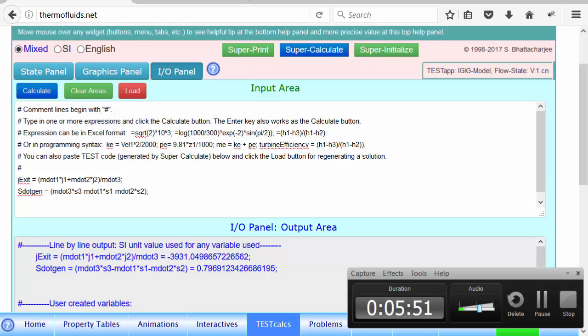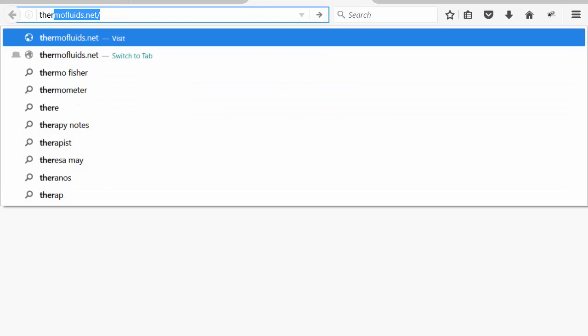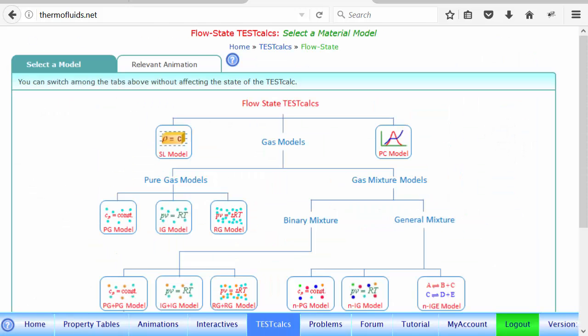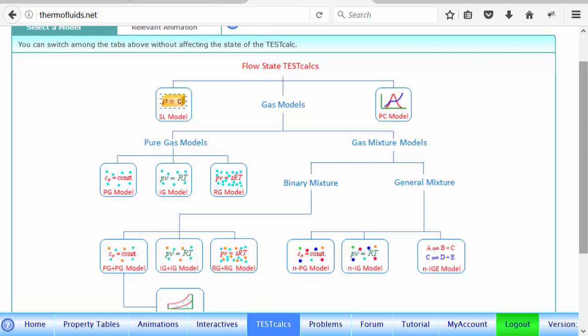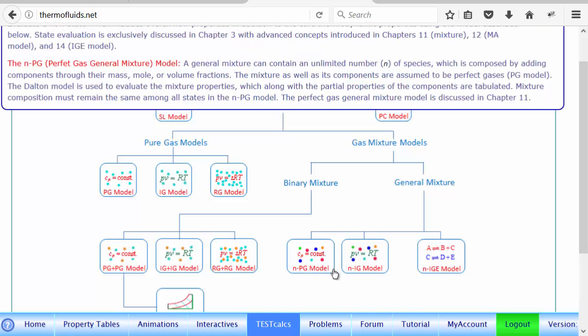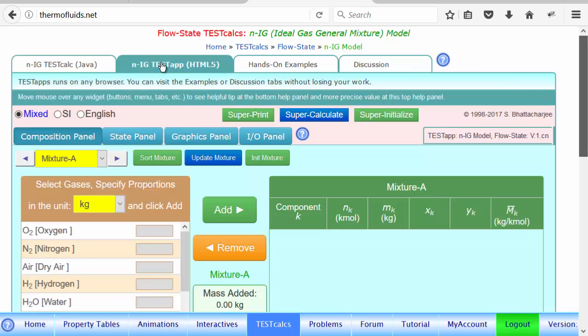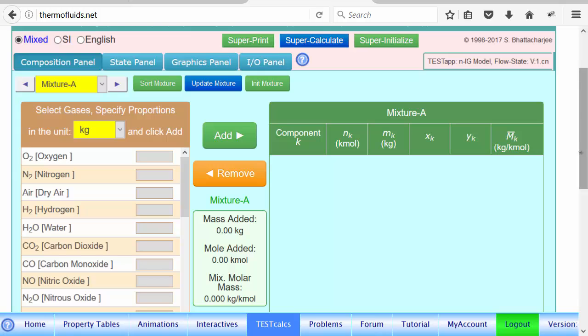So we'll start a new tab. Go to thermofluids.net. Since we are logged in, we don't have to worry about logging in again, and we launch the NIG model. Note that if we use the NPG model, it's very similar. There is barely any difference except Cp is assumed constant in the PG model. So you go to the HTML5 tab. The interface looks a little more complicated, but actually it's easier and more intuitive to use.